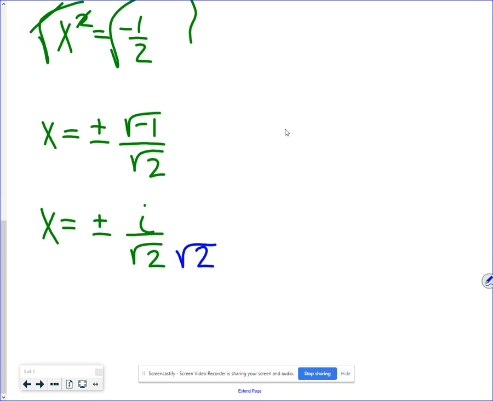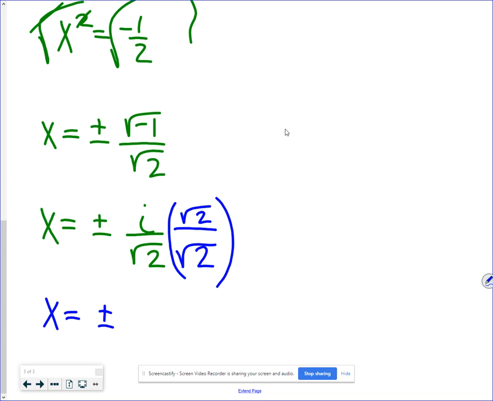Now, if I just multiply the bottom by the square root of 2, I'm changing this answer. So I'm also going to multiply the top by the square root of 2. If you think about this, what is the square root of 2 over the square root of 2? That's 1. So you're multiplying this by 1. If you multiply something by 1, you're not changing the answer. So I'm not changing the answer, but I am getting rid of the radical in my denominator. This is called rationalizing the denominator.